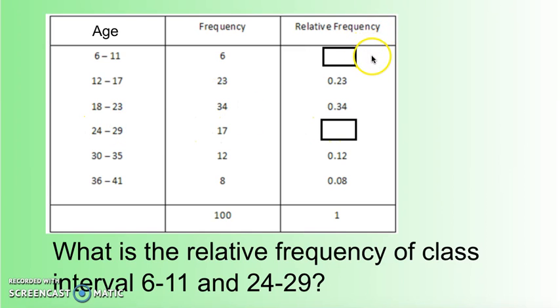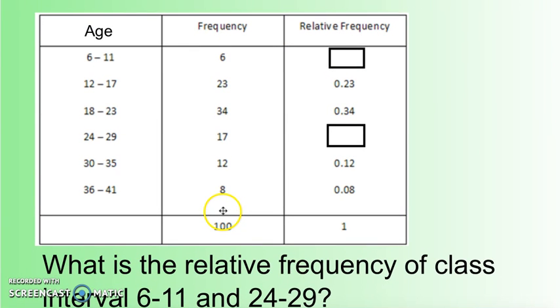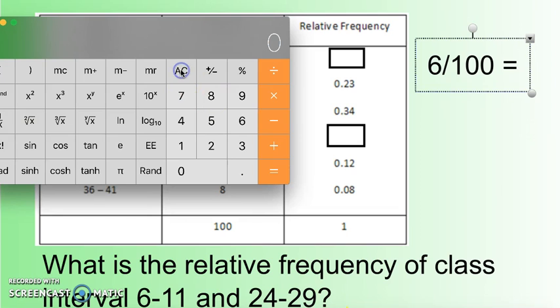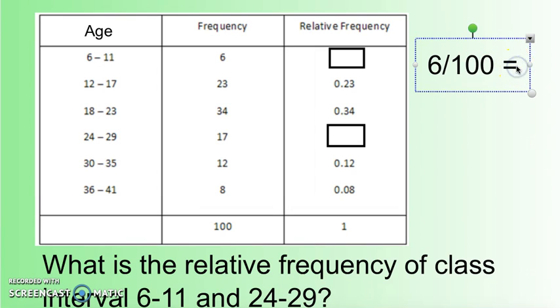In order to do that, what we need to do is look at how many times it occurred out of the total number of people that they surveyed. If you look at this total at the bottom, it gives you a total of 100, and that's the number of people that were surveyed. So if I take 6 divided by 100, that would tell me my relative frequency as a decimal, and it would be 0.06.